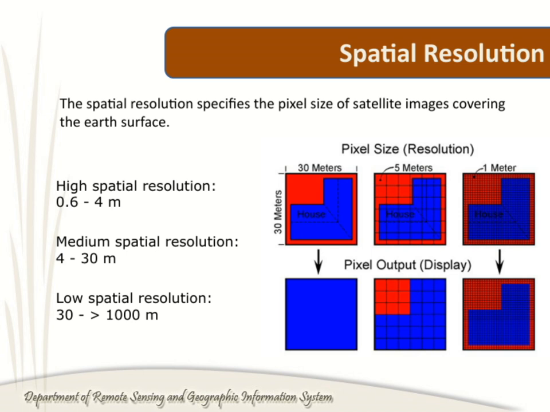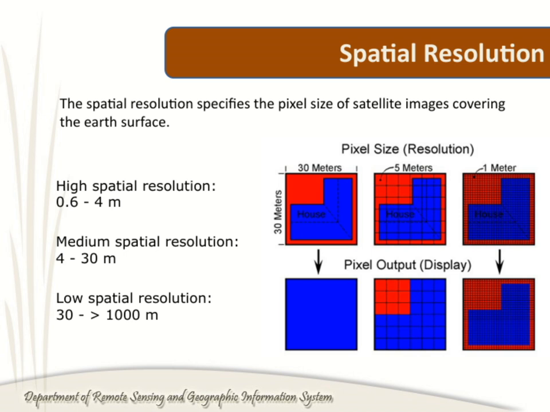Then we have low spatial resolution, which ranges from 30 meters to over 1,000 meters per pixel. These images cover large areas and are great for observing large-scale phenomena such as climate patterns or continental changes, but they don't show fine details. Overall, the spatial resolution essentially tells us the pixel size of the satellite images, which directly impacts how much detail we can see on Earth's surface.